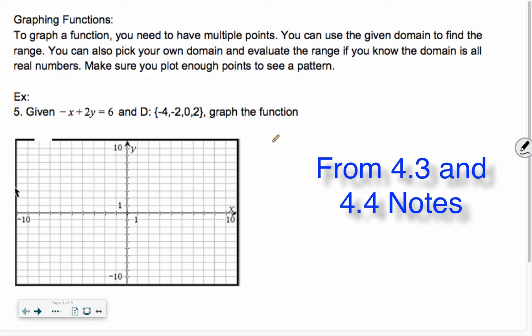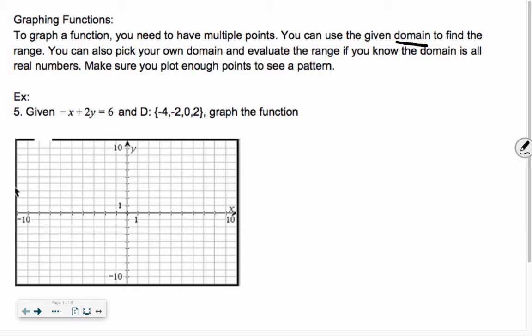All right, graphing functions. To graph a function, you need to have multiple points. You can use the given domain, remember domain are the x values, to find the range. Range is the y. You can also pick your own domain and evaluate the range if you know the domain is all real numbers. Make sure you plot enough points to see a pattern.